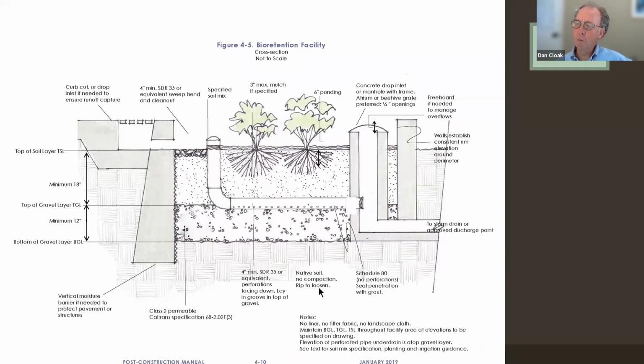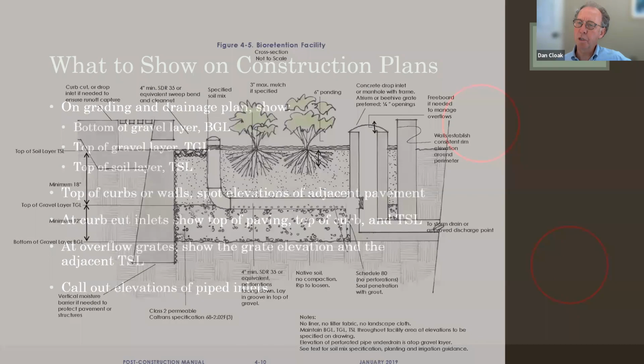Key point, no compaction, rip to loosen. Having the concrete drop inlet or a manhole with frame here, and we'll see an example of what happens when that isn't necessarily observed. The 6-inch ponding, the specificity of the soil mix. All of these things that are listed should be observed and should be reflected in construction documents.